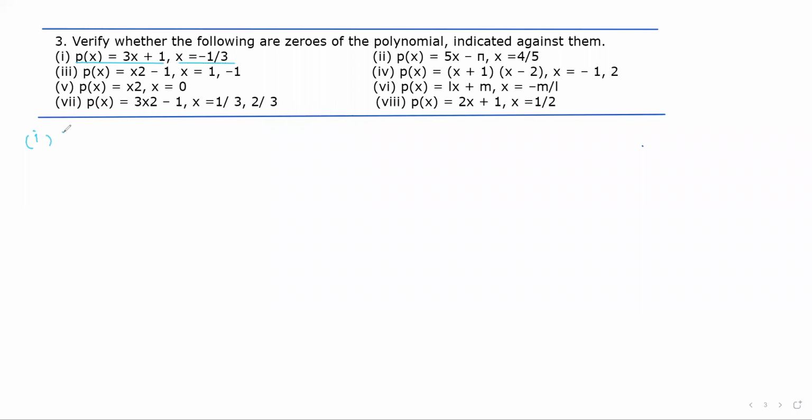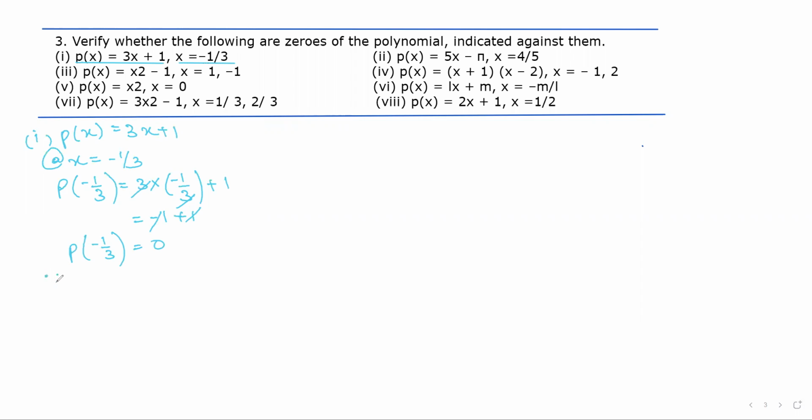First, P of x given is equal to 3x plus 1 at x equals minus 1 by 3. P of minus 1 by 3 is equal to 3 into minus 1 by 3 plus 1. 3 gets cancelled. You're left with minus 1 plus 1, which is equal to 0. This is P of minus 1 by 3. Since P of minus 1 by 3 is equal to 0, therefore minus 1 by 3 is a zero of P of x.